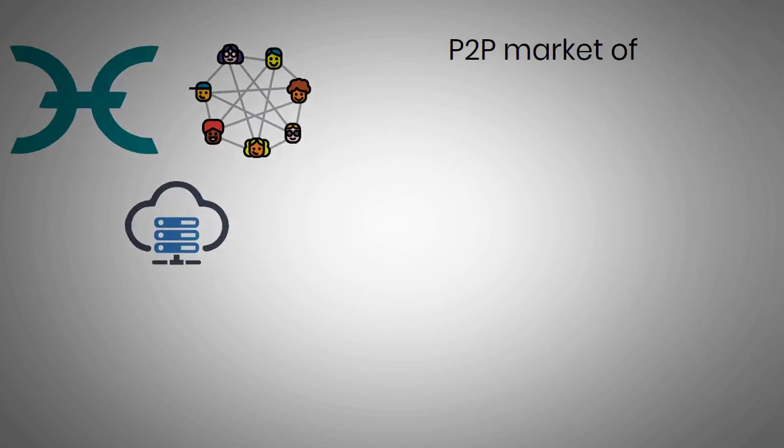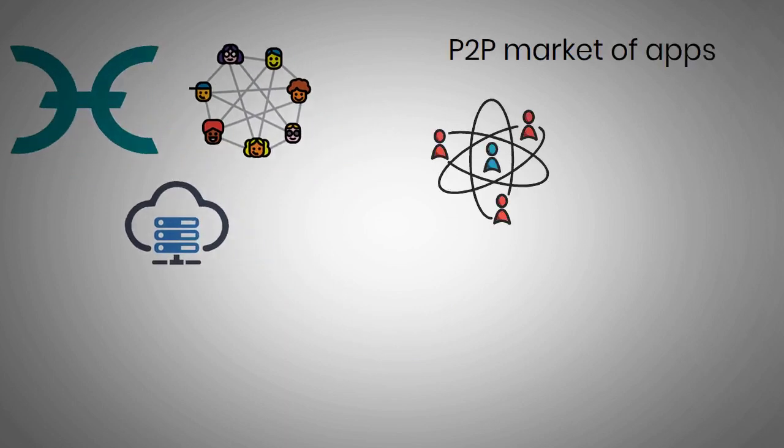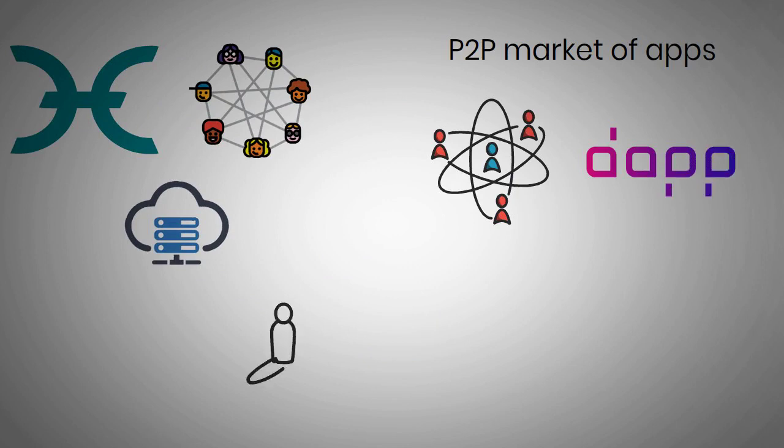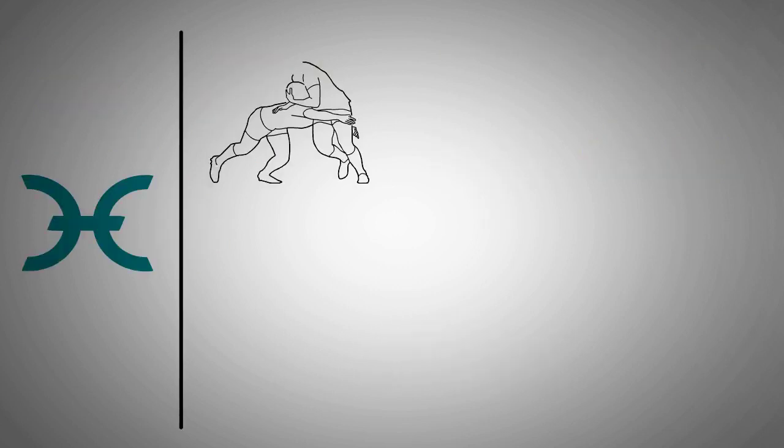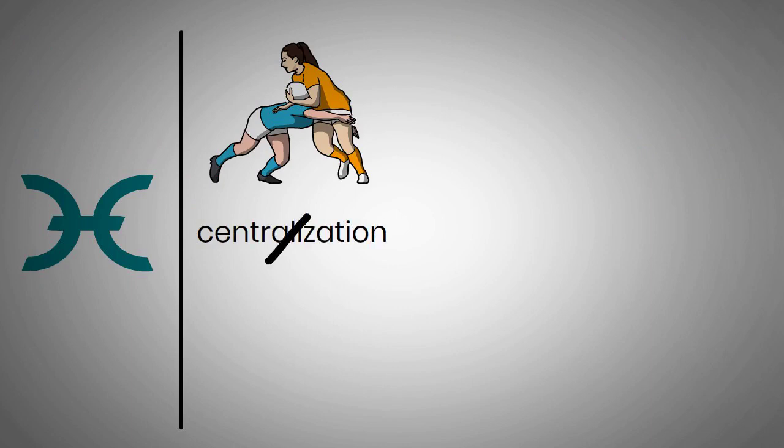Holo provides a P2P market of apps where network participants can become hosts for decentralized applications spread across the network by using their computational power and getting paid in return. Holo was built from the ground up to tackle multiple market issues. For one, it eliminates centralization.